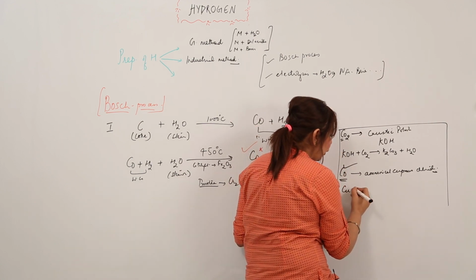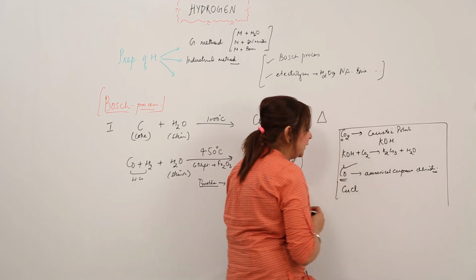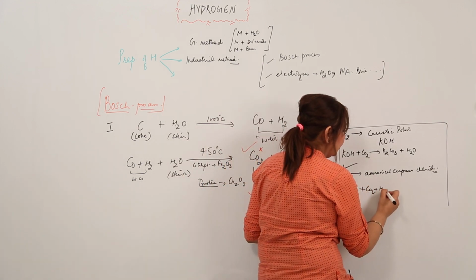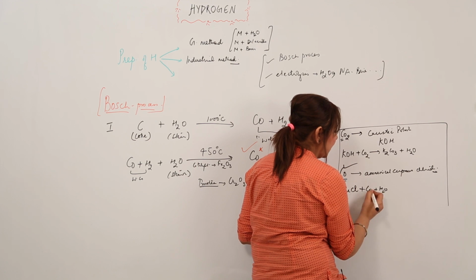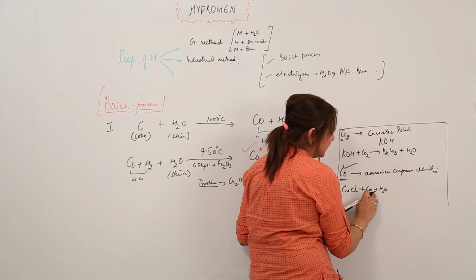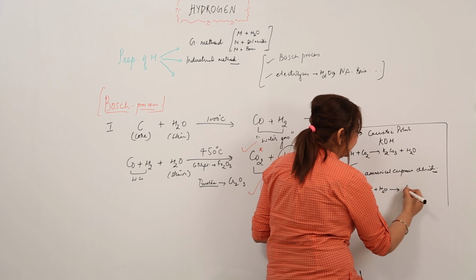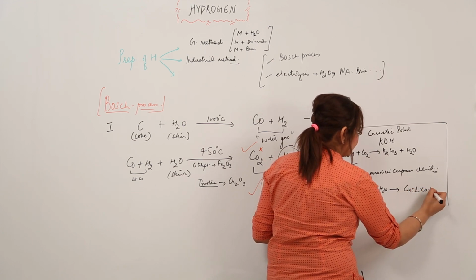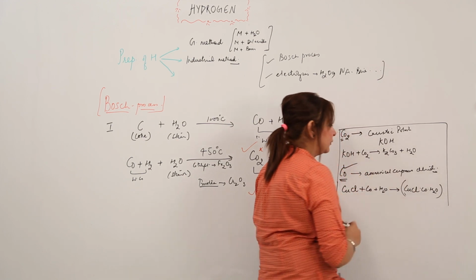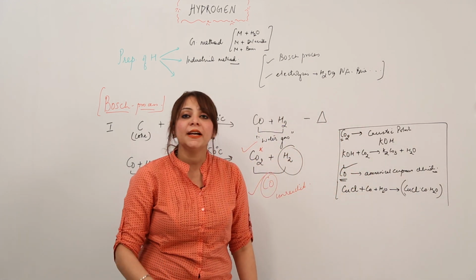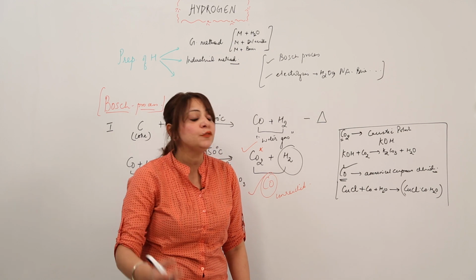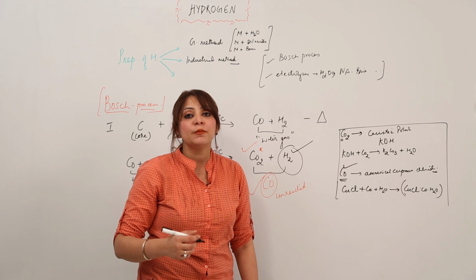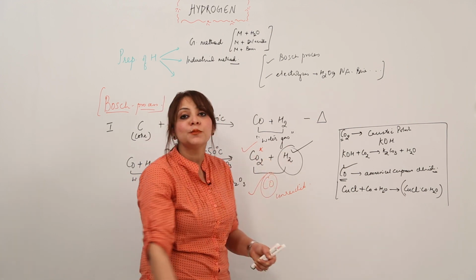What is the formula for this solution? It is CuCl. It is a solution, obviously, so it contains water as well. So what is it going to form? It is going to form a product like this. So that means the carbon monoxide is removed as well, and we are left with the pure hydrogen which we were looking for, for which we carried out this Bosch process.